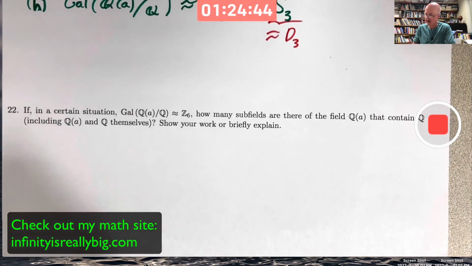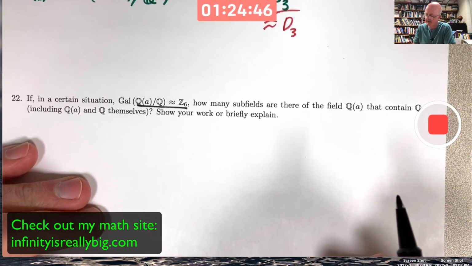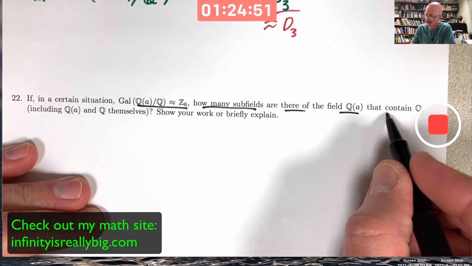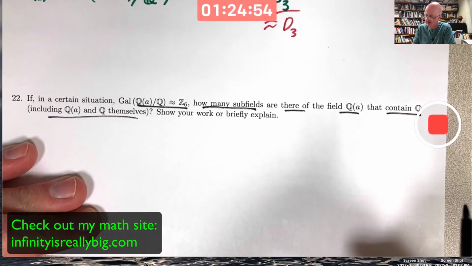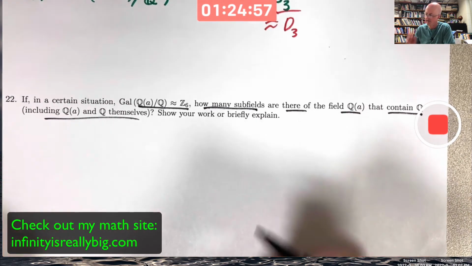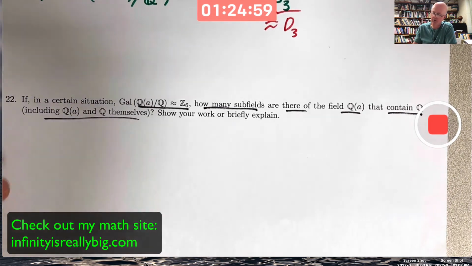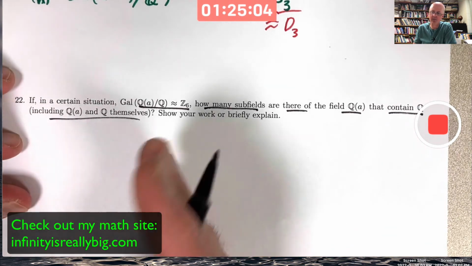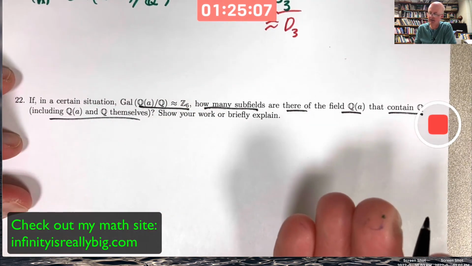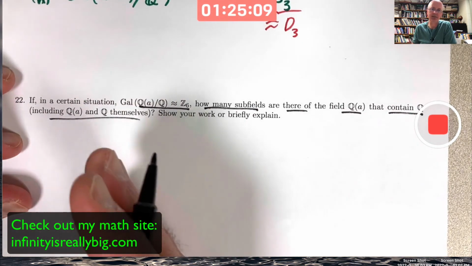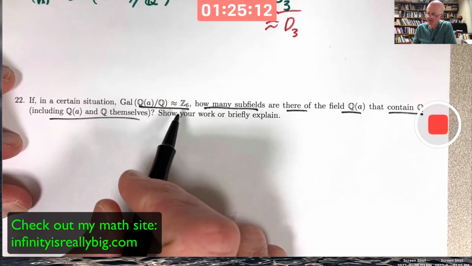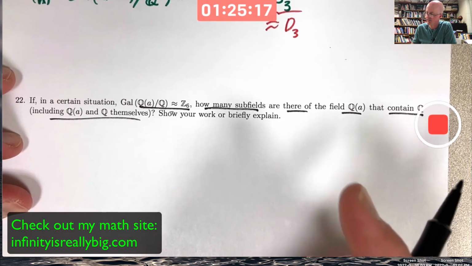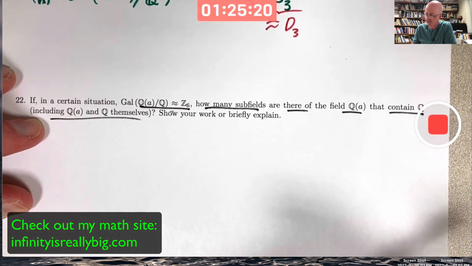If in a certain situation the Galois group happened to be isomorphic to Z6, the question is, how many subfields are there of the field Q of A that contain Q, including Q of A and Q themselves? Show your work, briefly explain. This is really the fundamental theorem of Galois theory as well. And what you want to do to answer it is realize that the theorem, though I won't state it because it's very complicated, essentially gives a nice correspondence between subgroup lattices for the Galois group and a tower of fields, or lattice of fields, subfields of Q of A.